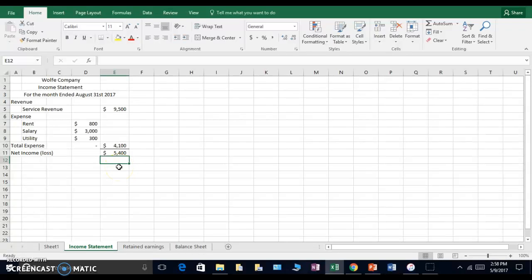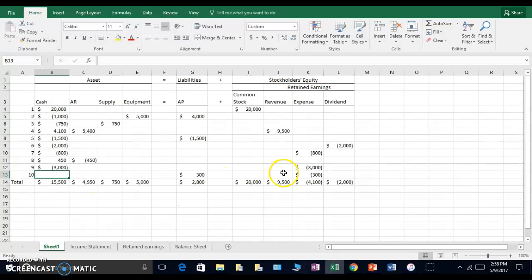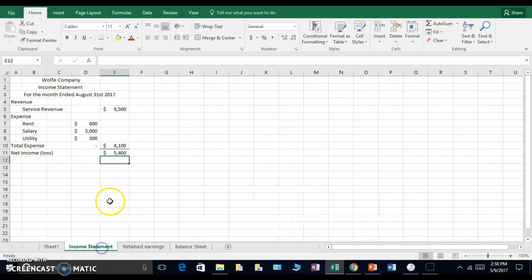Again, what I did was I took everything that was in the expenses and made it a negative. So when you do it, it's a negative as always. And so I took that 9,500. My formula was equal to the service minus the expense. So now we've got a positive gain of $5,400.